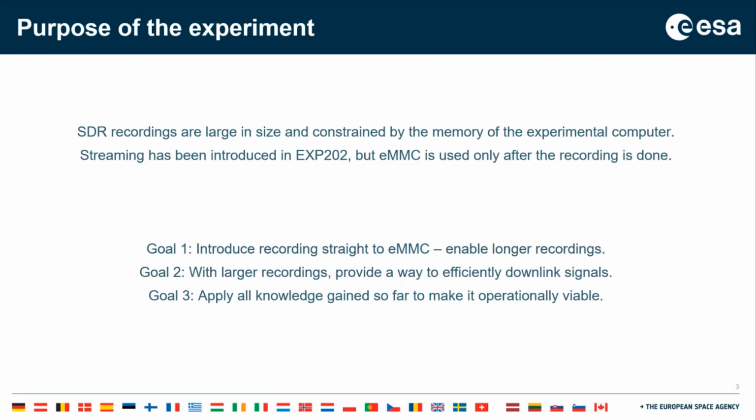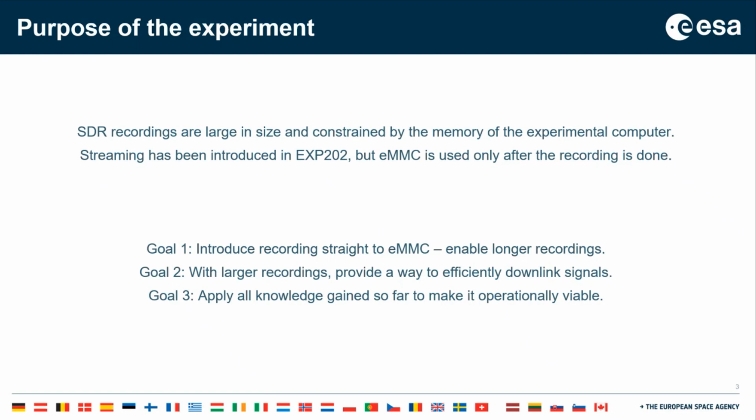Then the people from the Seedlock experiment from Libre Space Foundation introduced streaming experiment 202, but it still was constrained by the memory of the experimental computer, because it was streaming to the computer, and the computer was saving the samples effectively into RAM because we use an overlay file system.